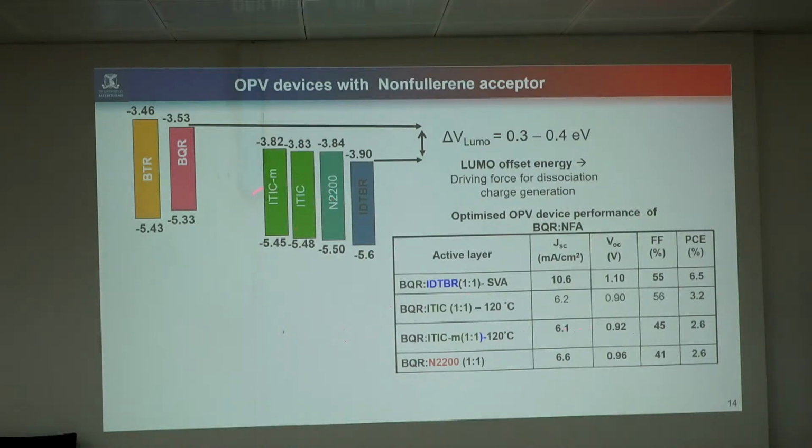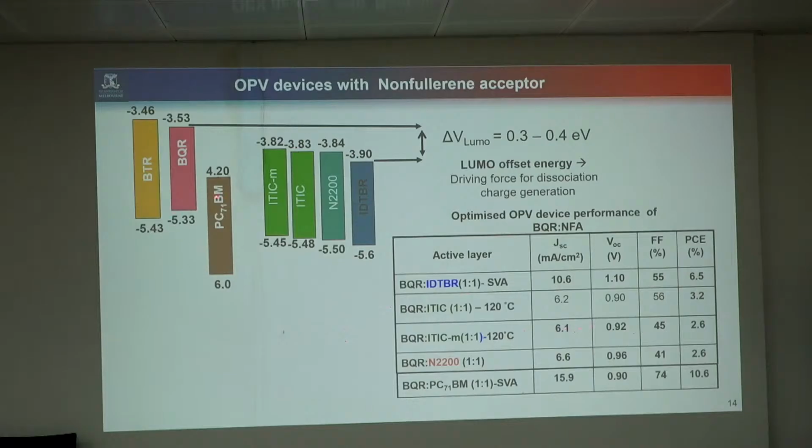But if you use a different material like PCBM, the offset is 4.2, and we can see even 10.6% here. PCBM is not even absorbing much, because PCBM has a high band gap, whereas this is a low band gap material, which will also absorb.